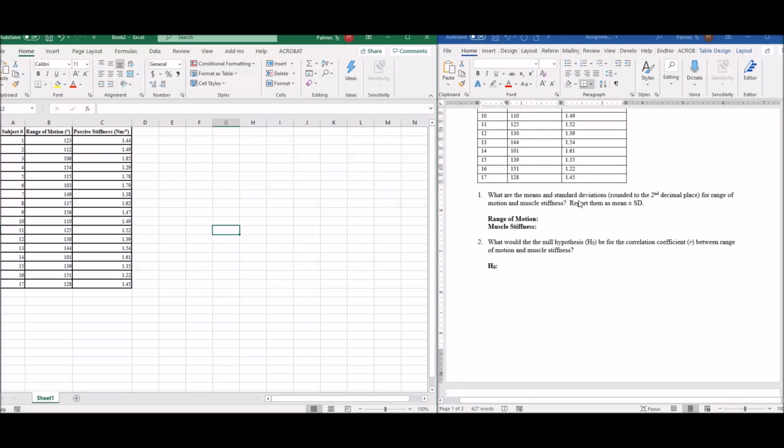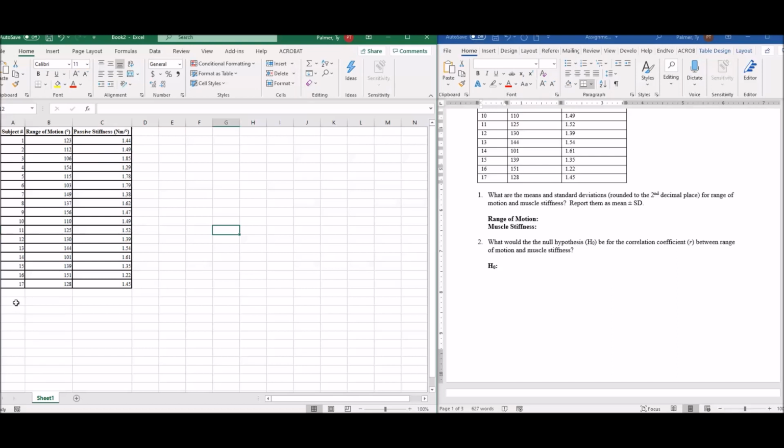Question 1 says, what are the means and standard deviations for range of motion and muscle stiffness? Report them as mean plus or minus standard deviation. Remember we talked about mean and standard deviation in previous how-to videos and how to calculate those. Mean is a measure of central tendency. Standard deviation is a measure of variability. Oftentimes in research, these are one of the primary statistics that readers want to see. They want to see what the mean is, they want to see what the standard deviation is, and so it's really important that we know how to calculate these and that we can report them.